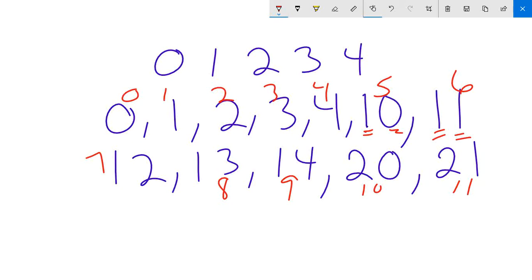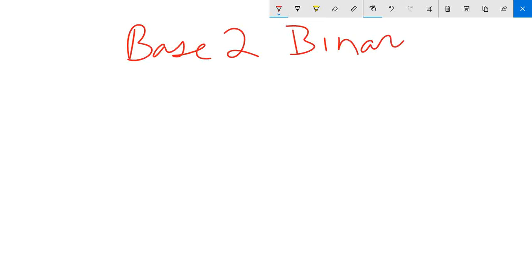Okay, I'm going to get rid of that. And I'm going to use the simplest base now, which is base 2. So base 2 is often called binary. Bi meaning 2, like bicycle. So we're going to look at base 2, a binary system.